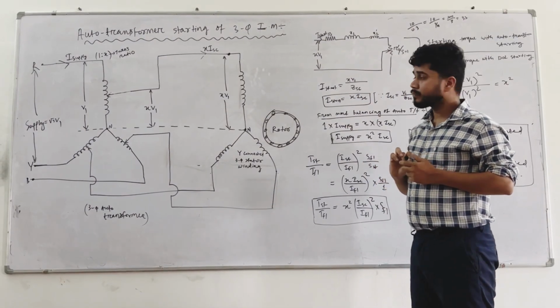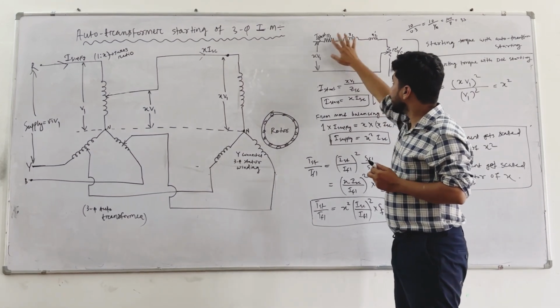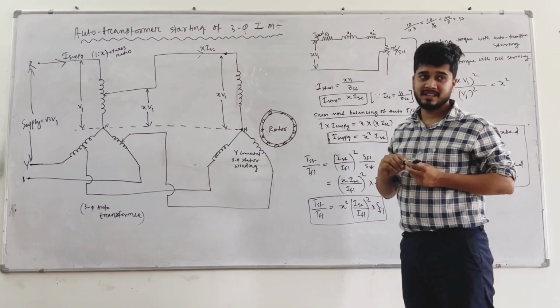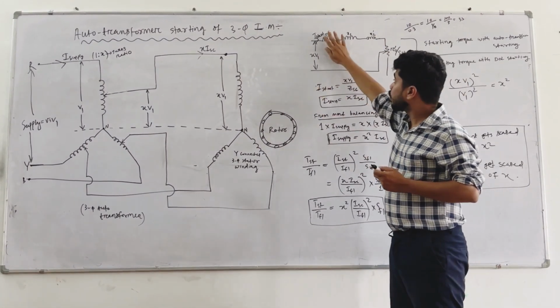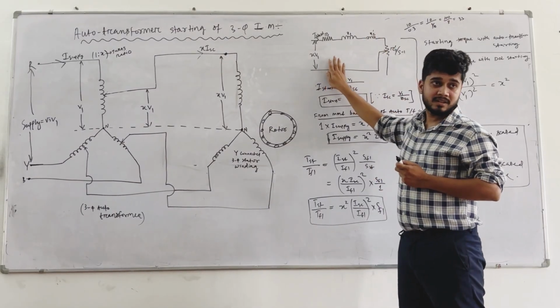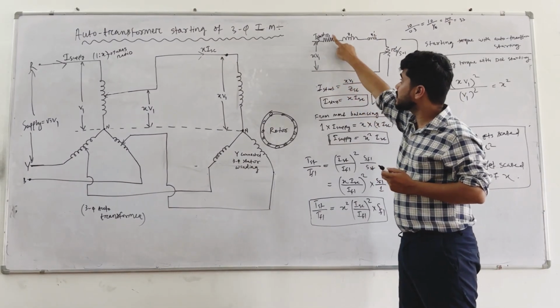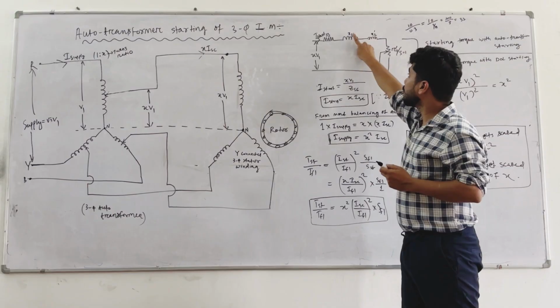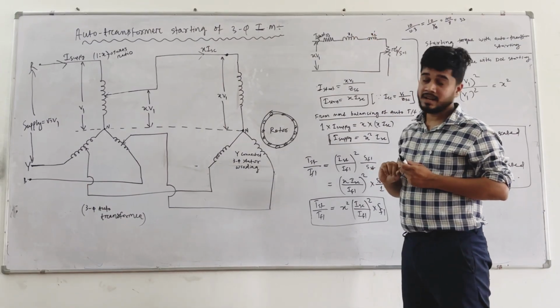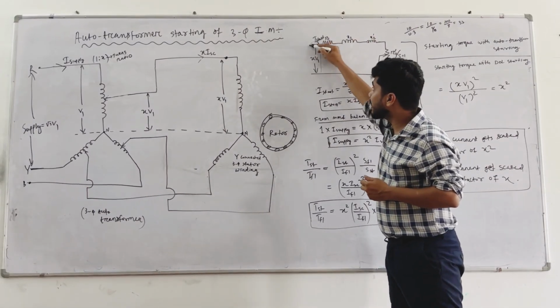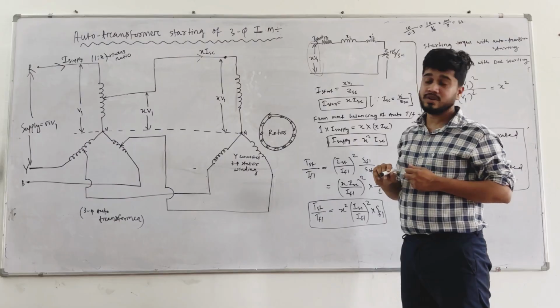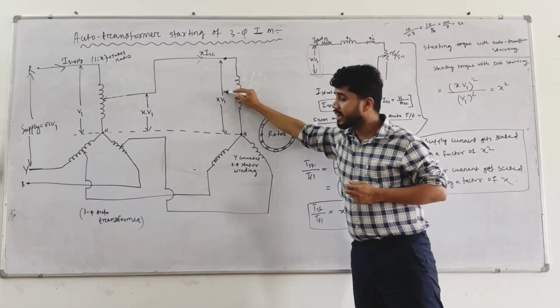Everyone understood? So now tell me, in this circuit, what is ZSC? ZSC is the total impedance of this circuit. Total impedance means R1 plus R2 dash plus X1 plus X2 dash, and the voltage you are applying to this circuit is xV1, because my winding is getting xV1.